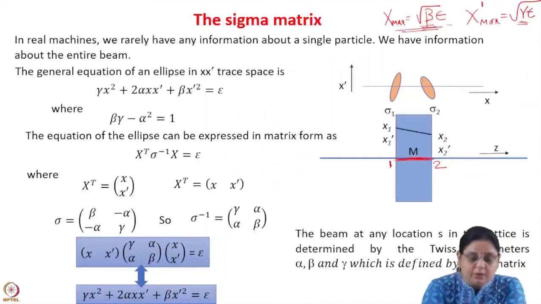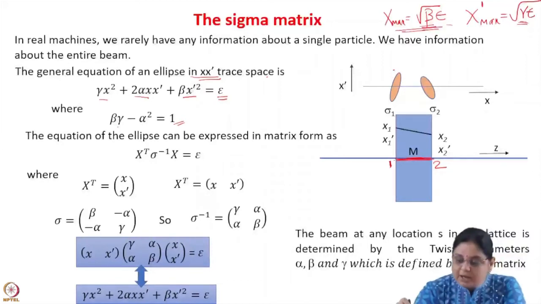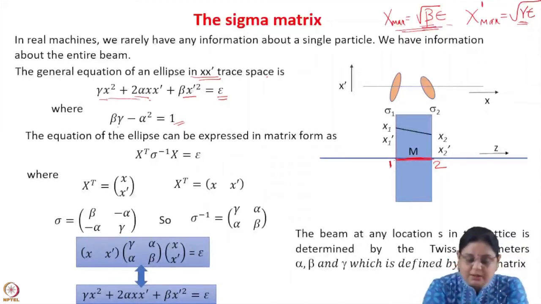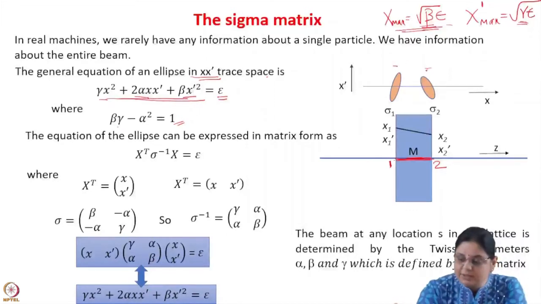Now, the general equation of an ellipse in x-x prime trace space is given as gamma x square plus 2 alpha x x prime plus beta x prime square is equal to emittance, where beta gamma minus alpha square is equal to 1. So at this location there will be some equation of the ellipse, and at this location there will be some equation for the ellipse.